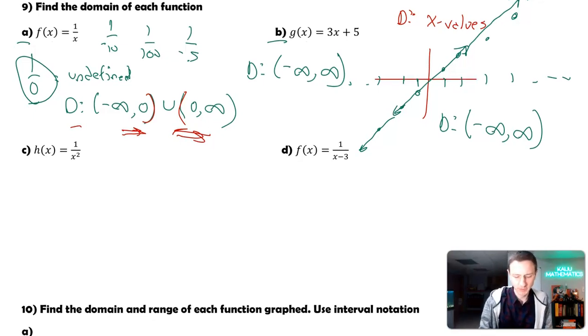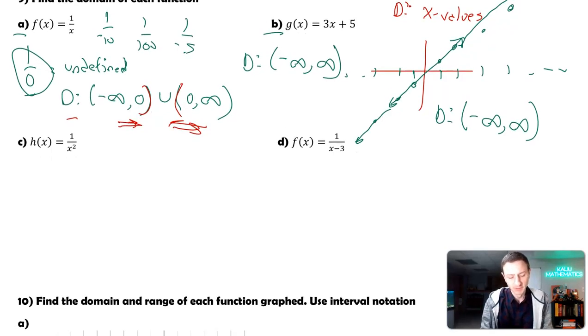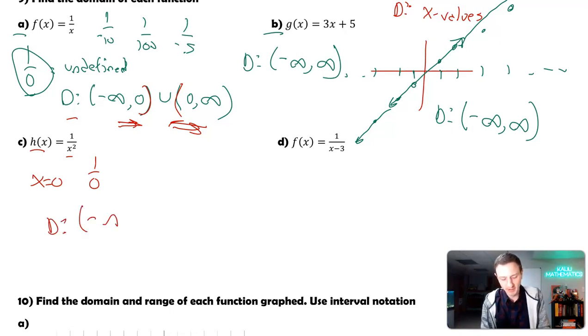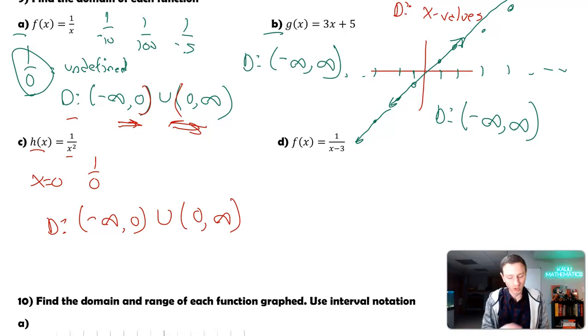Well, that's not really relevant for right now. We're just trying to understand how to find that domain. So 0 causes an issue. Let's look at letter C. h of x equals 1 over x squared. In this one, same thing. There's nothing else that's going to cause issues other than 0, because when x is equal to 0, that's just going to be 1 over 0 squared. 0 squared is 0, so you end up dividing by 0, but nothing else is going to do that. So same domain, negative infinity to 0, union with 0 to infinity. We just want all possible values other than 0.